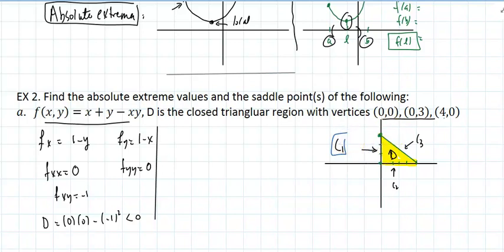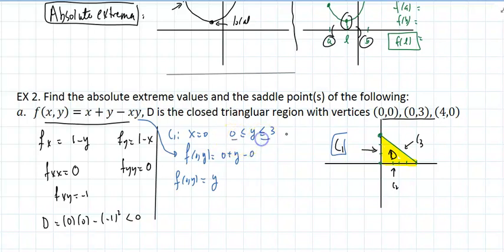At this point here, do you see that anywhere along this line, along C1, do you agree that x is always 0 and y varies between 0 and 3? Well, take the function f, and now what you're doing, you're mapping the 3 dimensions to 2 dimensions in this case. What is f of 0, y? F of 0, y is 0 plus y minus 0 times y, which is y. F of 0, y, the function along this, behaves like a straight line.